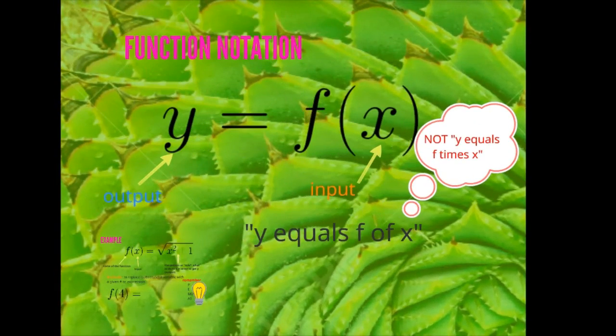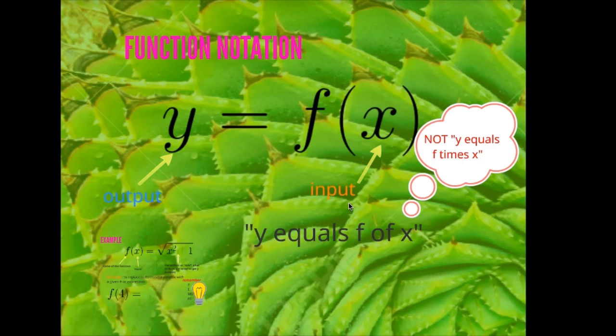Okay, so when we talk about functions, or when we write about functions, we always want to use function notation to describe them mathematically. This will typically look like y equals f of x. And this is how you say this. I'd recommend just writing it down because it's not y equals f times x, which is what we're kind of accustomed to from our previous math classes. So in this case, y is your output, and x is your input into your function.